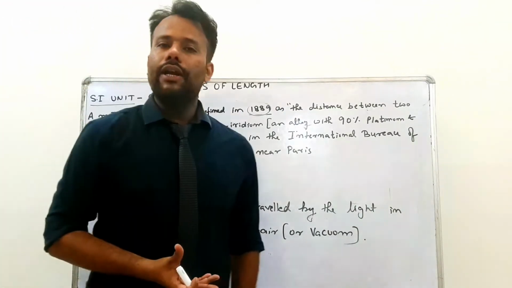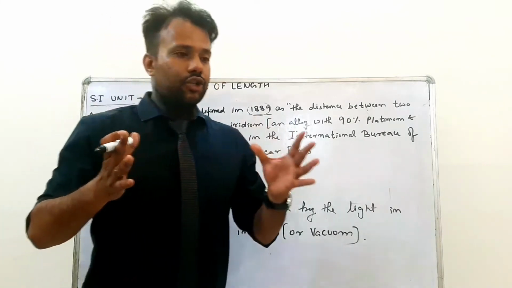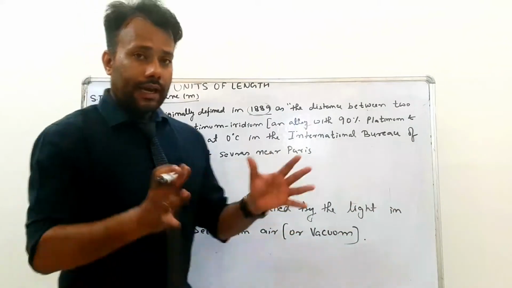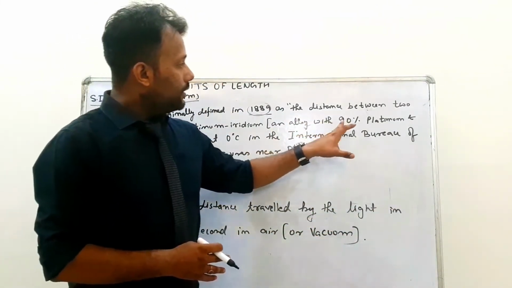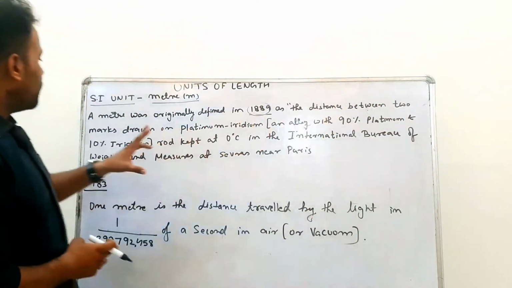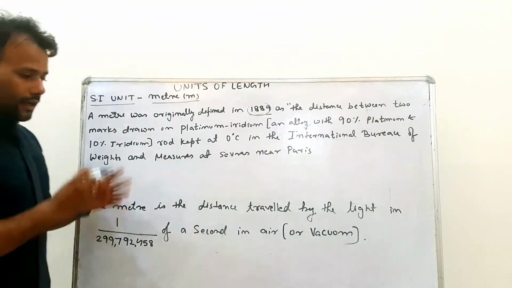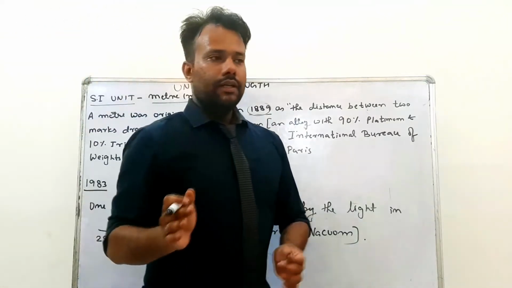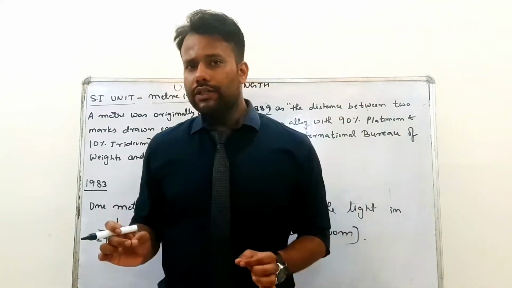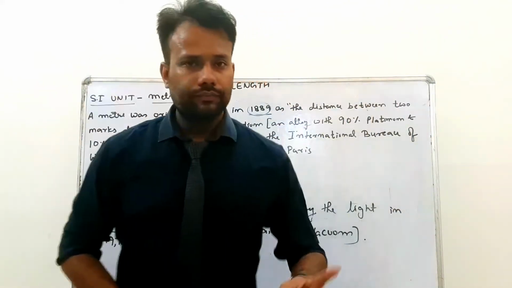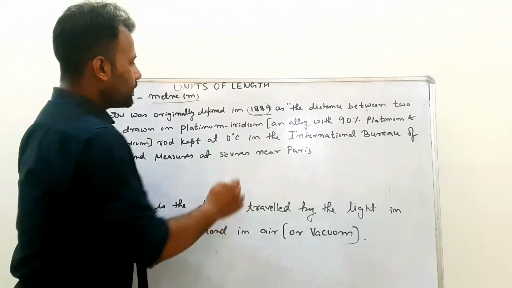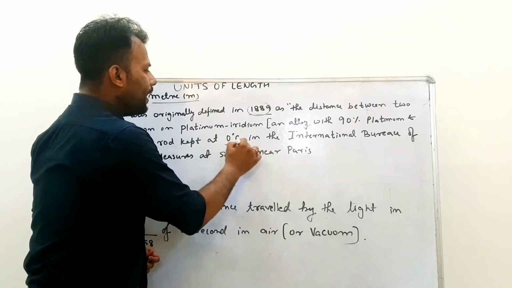Now, what is platinum iridium? It is a mixture of two words, platinum and iridium, both metals. We take an alloy which is 90% platinum and the remaining 10% iridium, and we mark 2 points on this rod kept at 0 degrees Celsius.